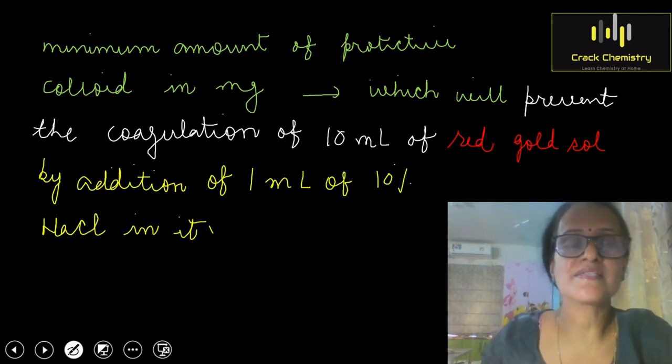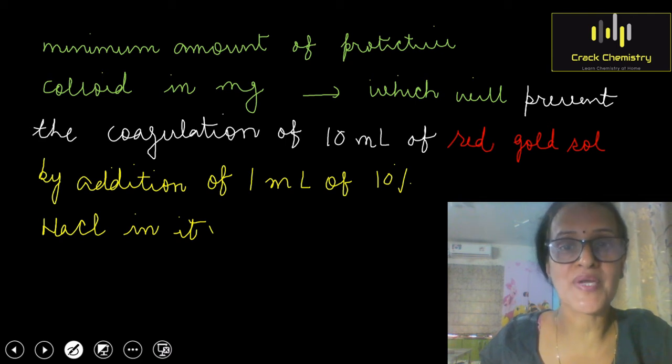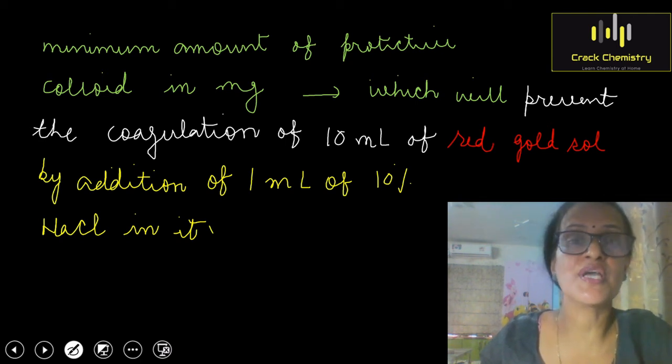तो हम सीधे से कह सकते हैं कि किसी भी प्रोटेक्टिव कोलॉइड का गोल्ड नंबर उसका वो मिनिमम अमाउंट है मिलीग्राम में. इस मिनिमम अमाउंट को जिसको कि हम मिलीग्राम में एक्सप्रेस कर रहे हैं, अगर हम 10 ml रेड गोल्ड सॉल्ट में डाल देंगे तो ये 10 ml रेड गोल्ड सॉल्ट प्रेसिपिटेट नहीं होगा. कब प्रेसिपिटेट नहीं होगा? जब हम उसमें 1 ml 10% NaCl सॉल्यूशन डालेंगे. तो यही मिनिमम अमाउंट प्रोटेक्टिव कोलॉइड का मिलीग्राम में कहलाता है गोल्ड नंबर.